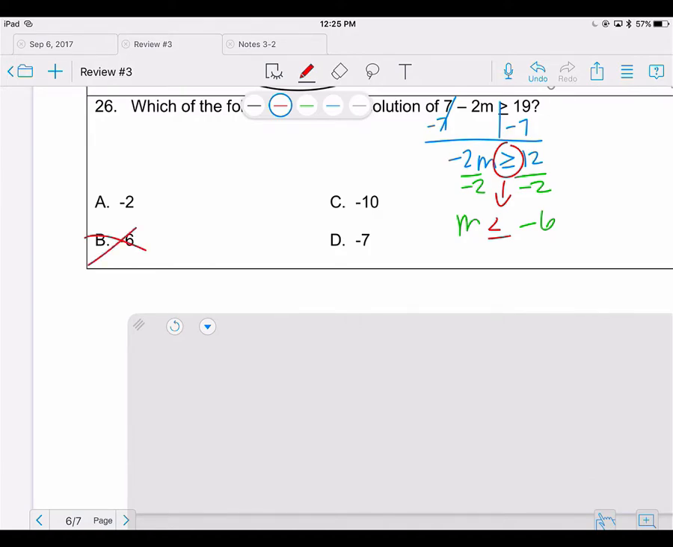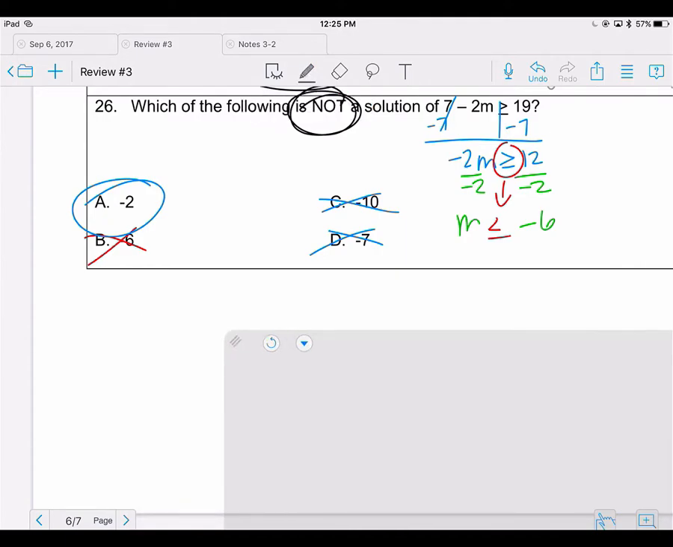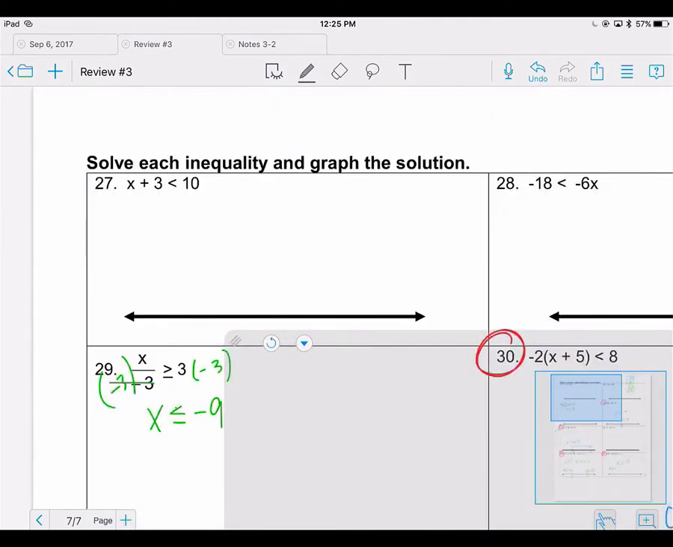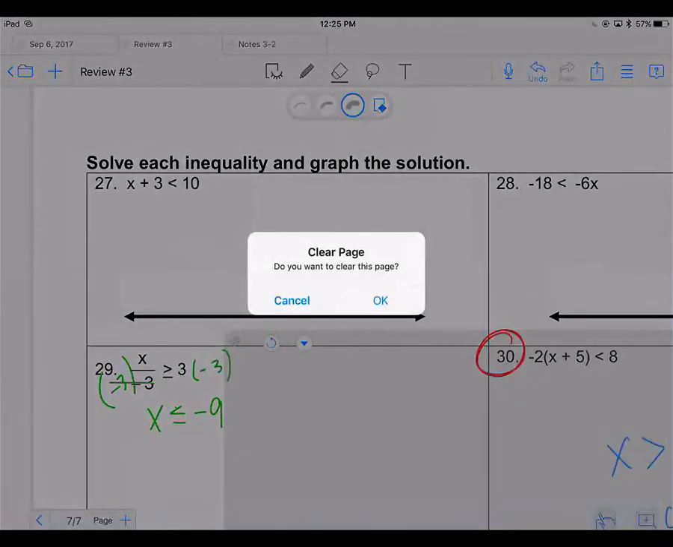Negative 6 is equal to negative 6, and remember we are looking for which of these is not a solution. So negative 10 and negative 7 are both less than negative 6. Negative 2 is the only option that is not less than negative 6. It is greater than negative 6.